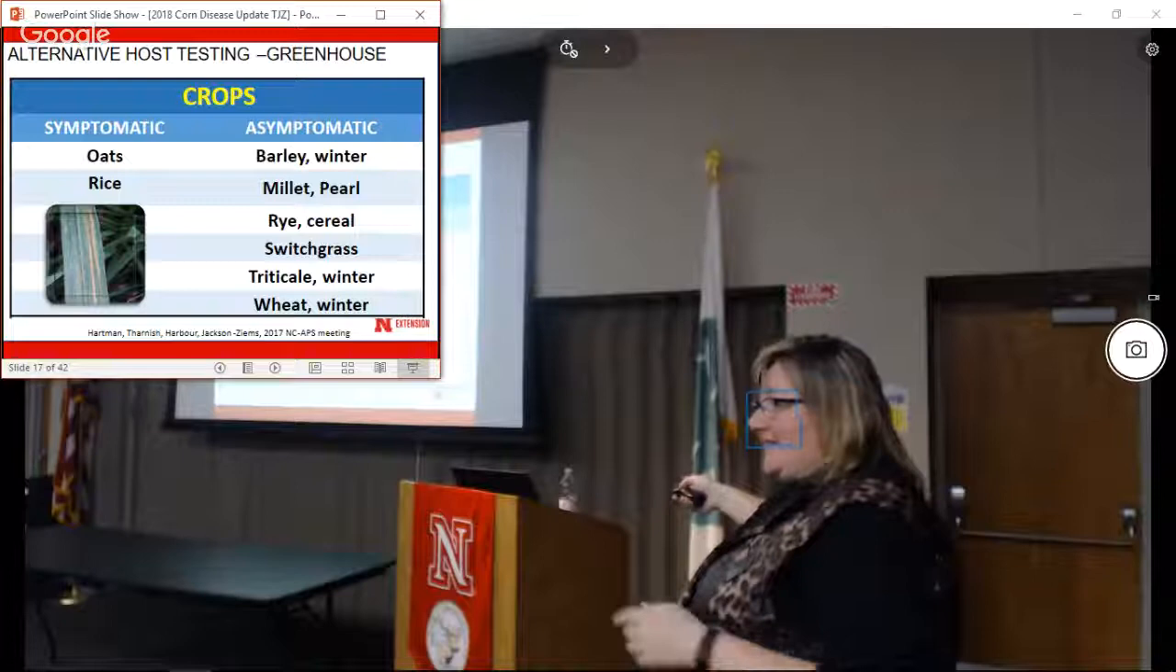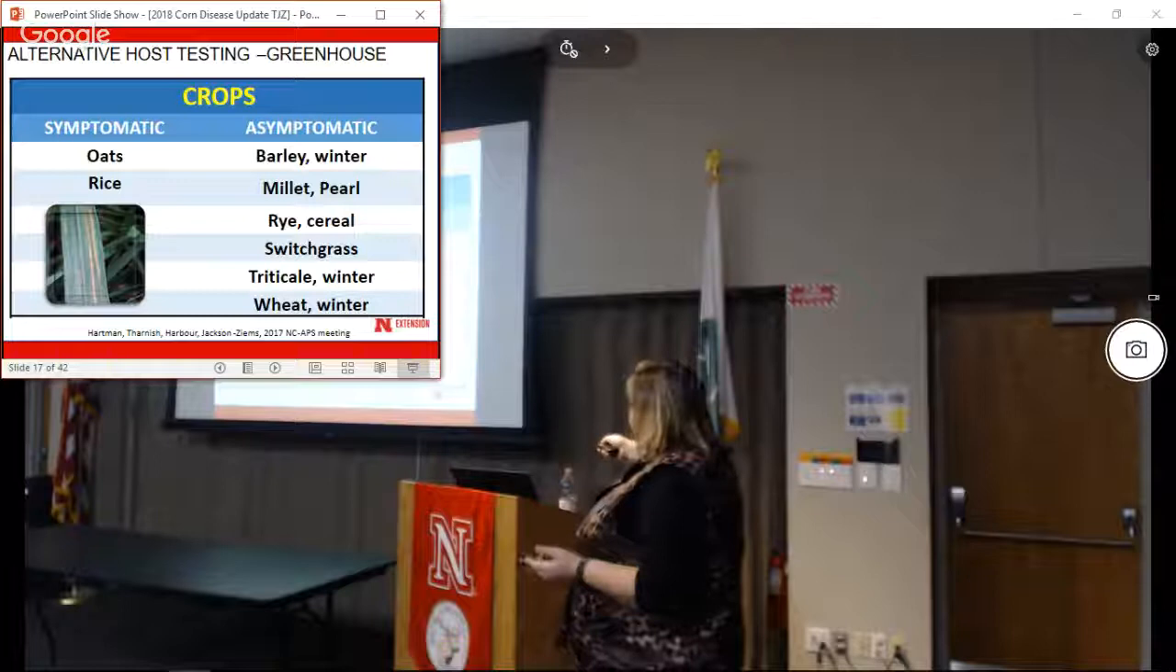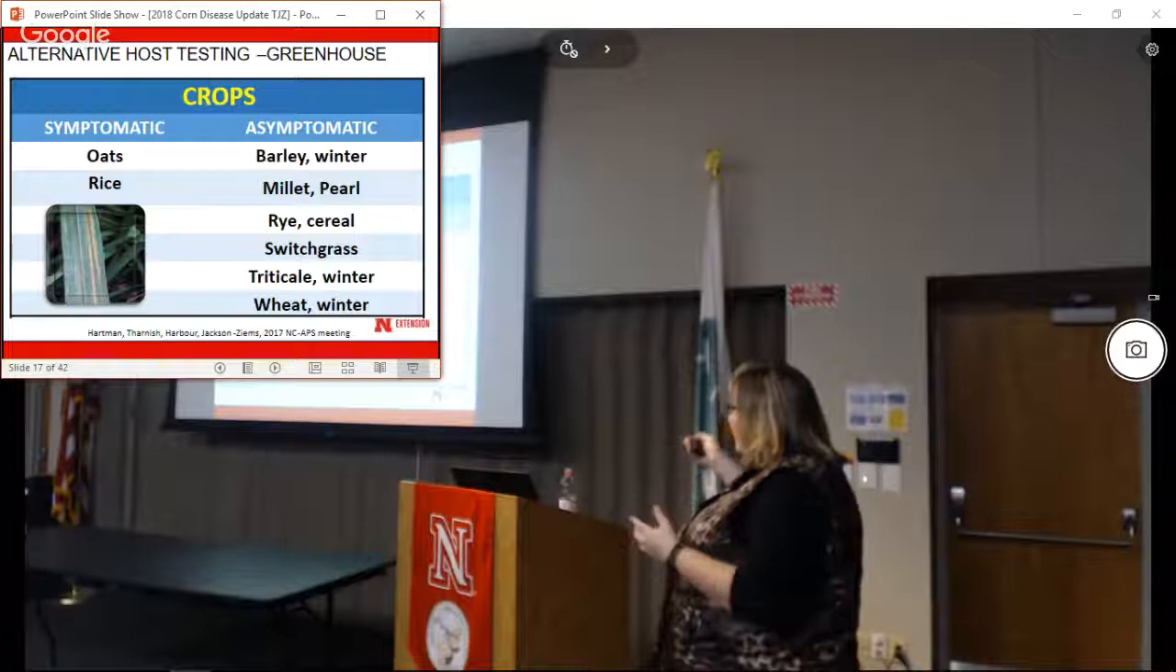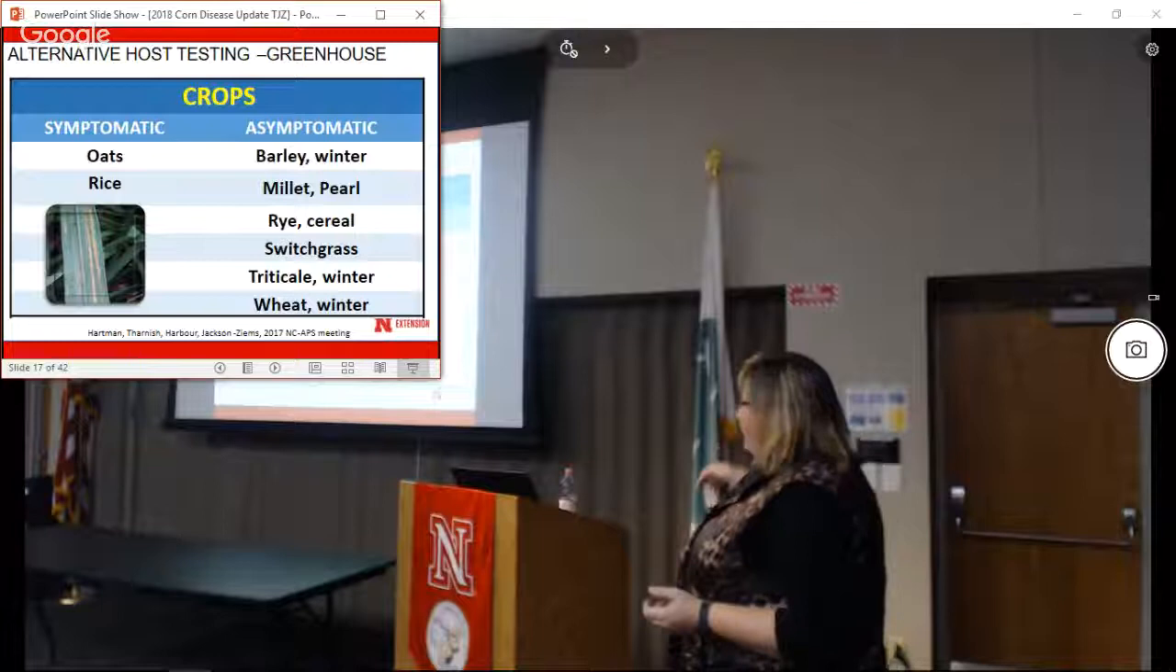The good news is that the initial tests look promising. For example, cereal rye, we were very concerned. We wanted to know if that common cover crop is susceptible. Right now, it doesn't look like it, but we have one more step to do. Winter wheat, we don't think that one is susceptible, and others.